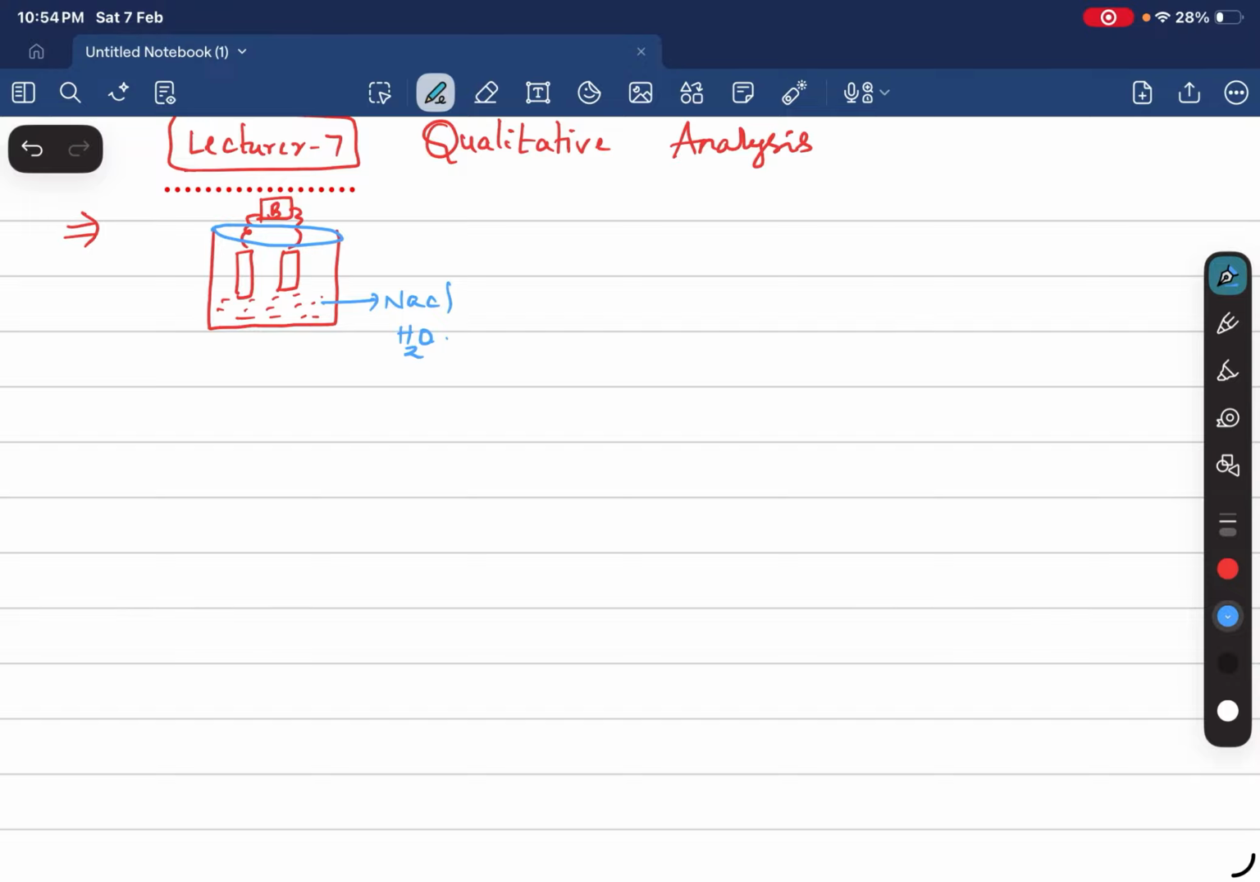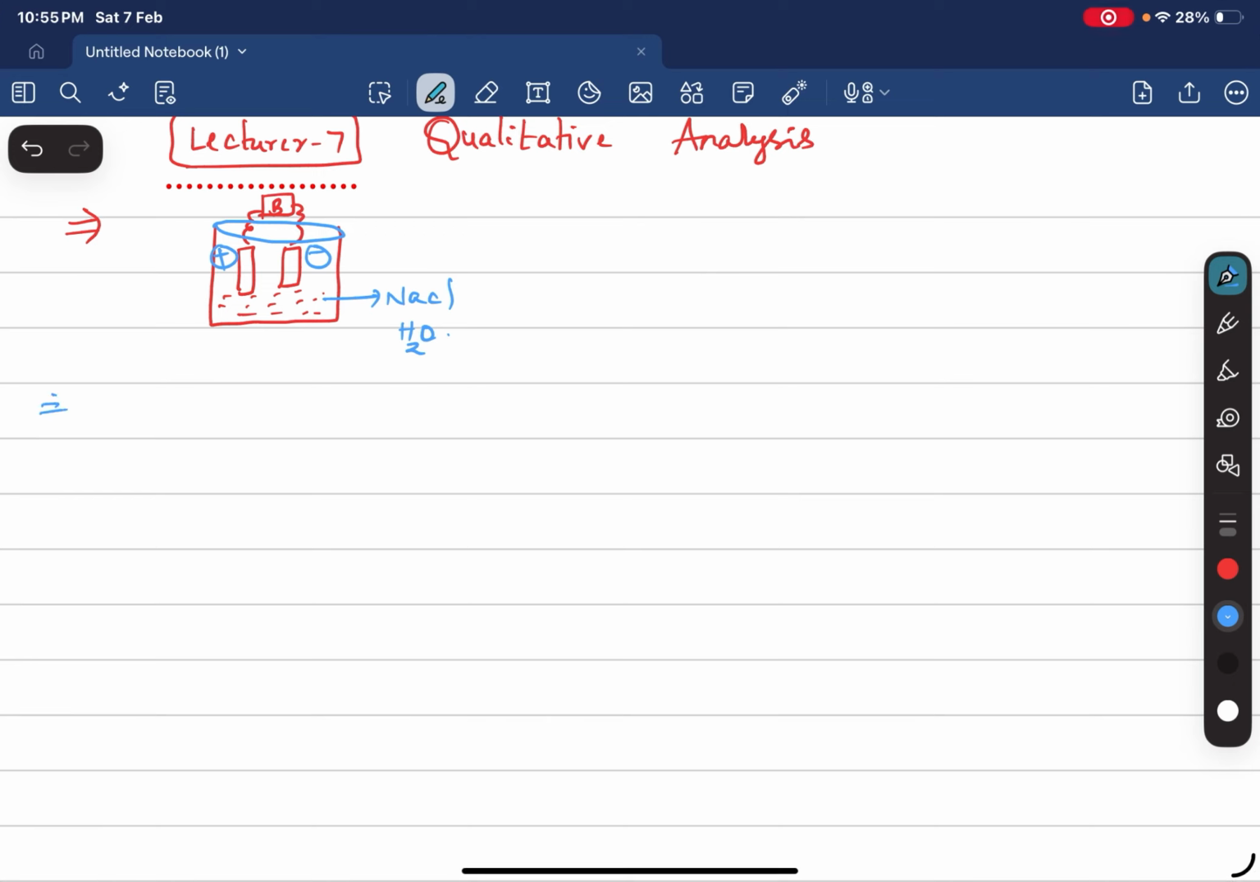Analysis is nothing but electrolysis. If an electrolyte has more than one positive and negative ion, then which ions go and deposit over the electrode is nothing but qualitative analysis. So there are certain factors that decide which ion is deposited or liberated over the electrodes. Those factors we will discuss now.